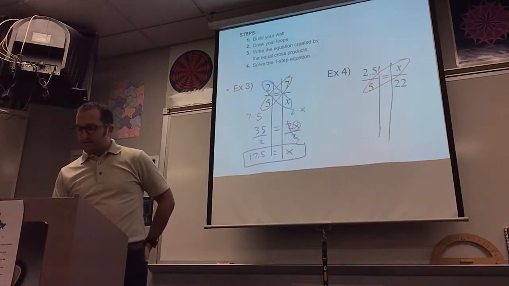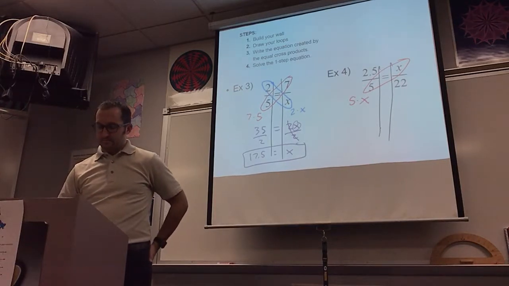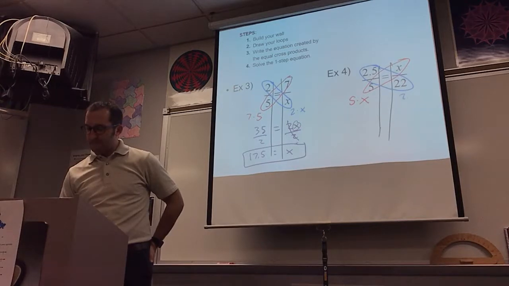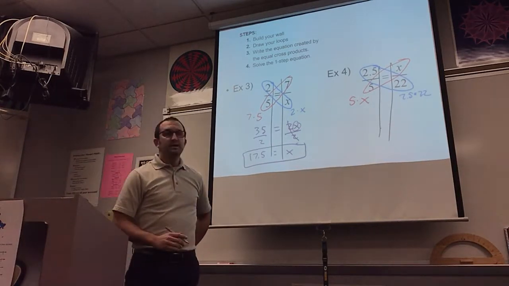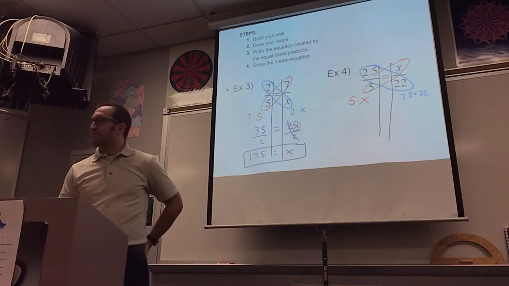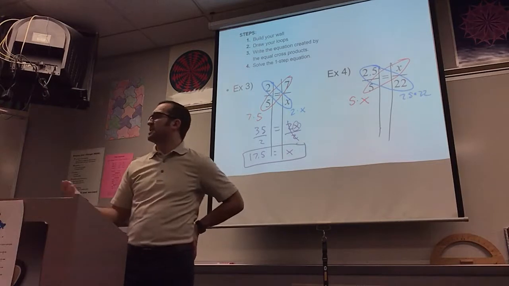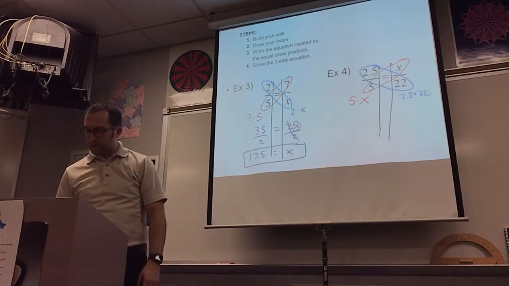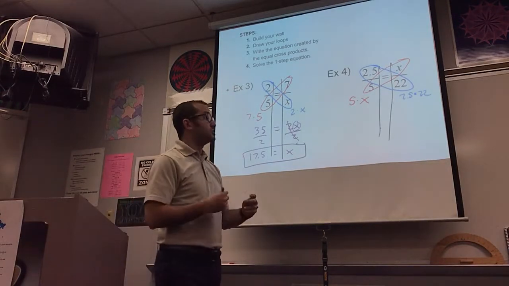5 times x is 5 times x. 2.5 times 22 is 2.5 times 22. And if you want to use your calculators, if you want to use your iPad calculators on your homework today, that's fine. It just makes multiplication go faster. You still have to write out all the work. But remember, multiplication, calculators help you just go a little faster.